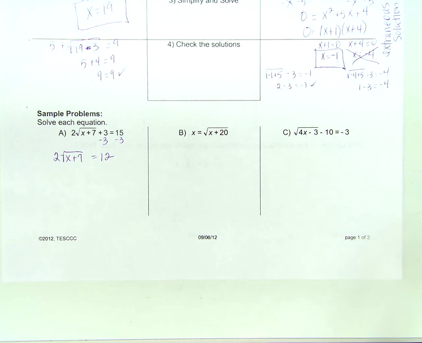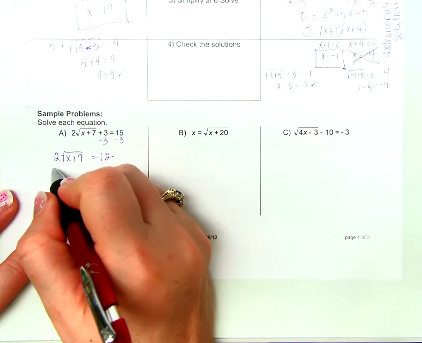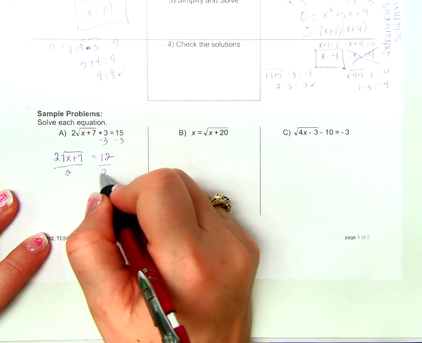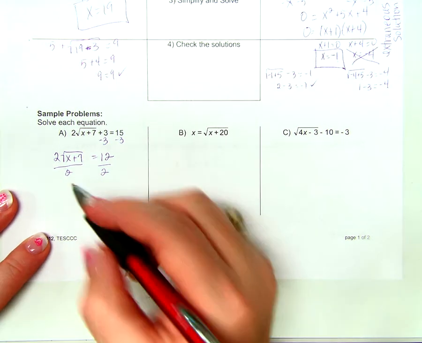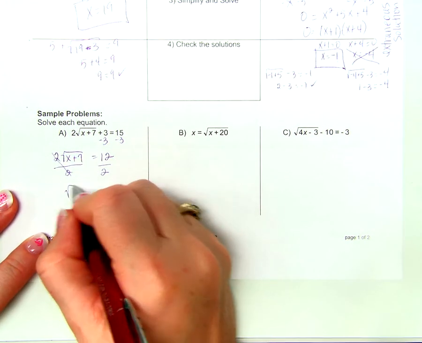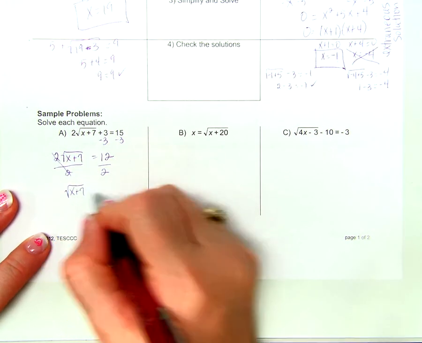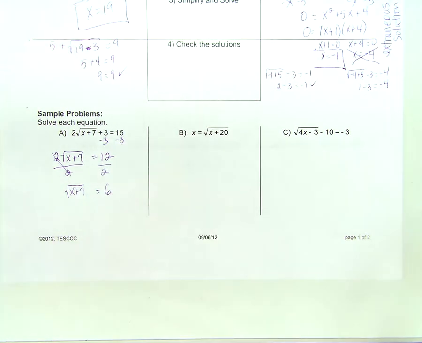Is the radical isolated? While there's nothing being added or subtracted to the radical, it is still not alone because it still has a multiplier. So I have to get rid of that multiplier first before the radical is truly isolated. Now I know that there's stuff going on inside the radical, but I'm not worried about that yet. I just have to isolate the radical first.